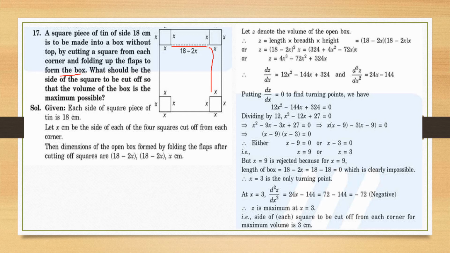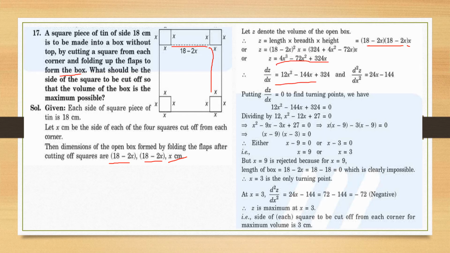So let x be the side of each of the four squares cut off from each corner. The dimensions of the open box will be length 18 minus 2x, width also 18 minus 2x, and the height is x. So it becomes a cube, or you can take the volume of the open box as z equal to LBH, which can also be applied. The same result will follow. As you know, the third dimension is not the same, so instead of taking a cube, I'll go for LBH. So this is my z function by opening the brackets.